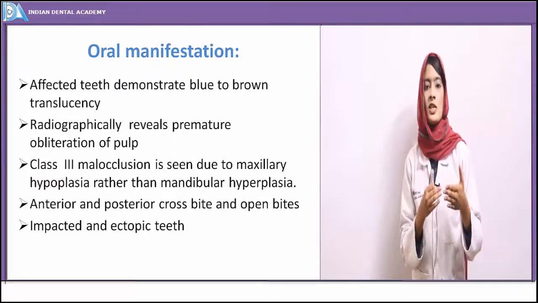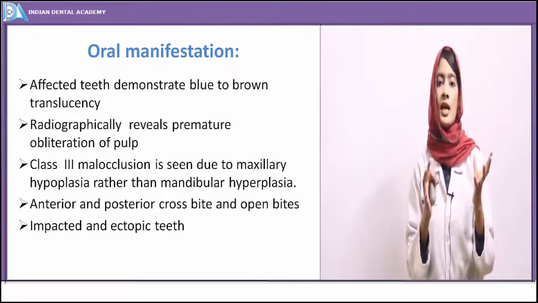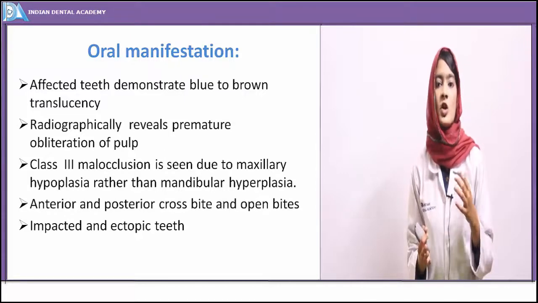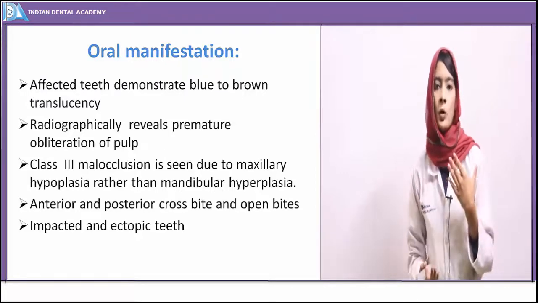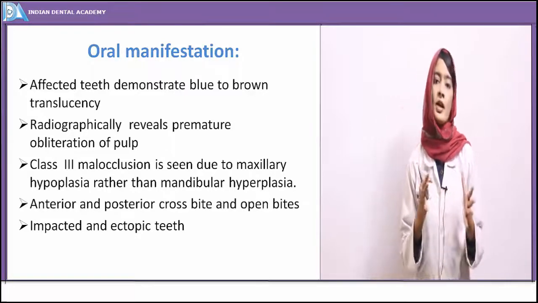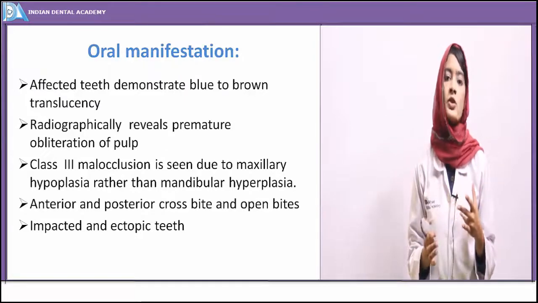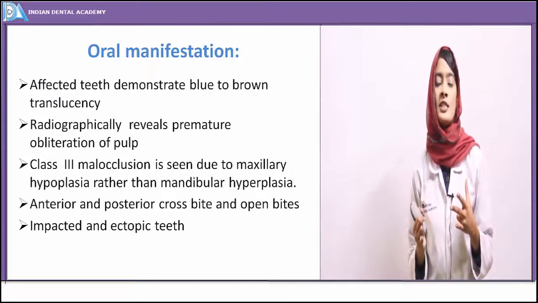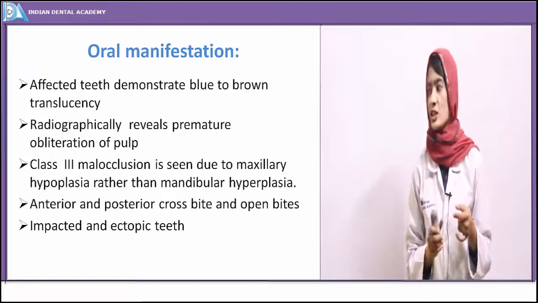Because of the presence of class 3 malocclusions, we can see a lot of cross bites, anterior cross bites, posterior cross bites, or sometimes open bites may also be seen. And there is presence of impacted or unerupted teeth because of failure of shedding of deciduous teeth or failure of eruption of permanent teeth.